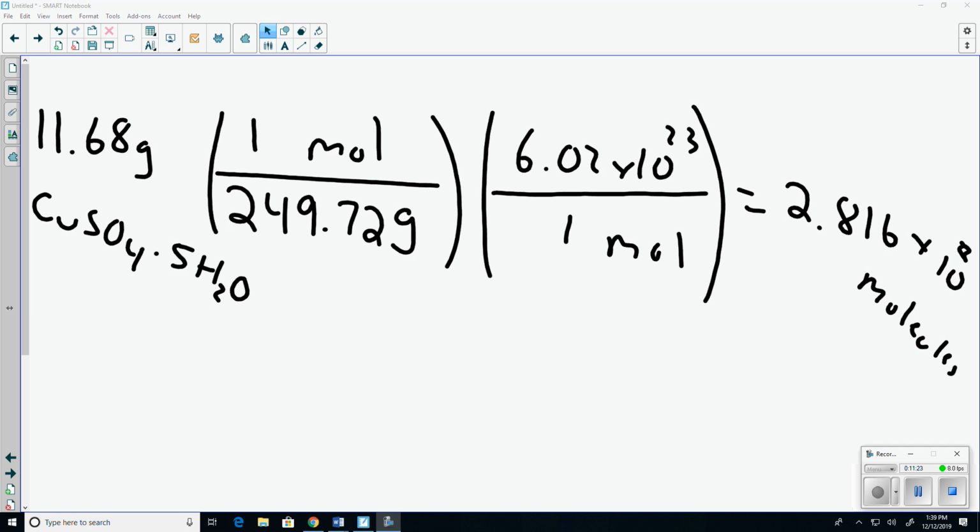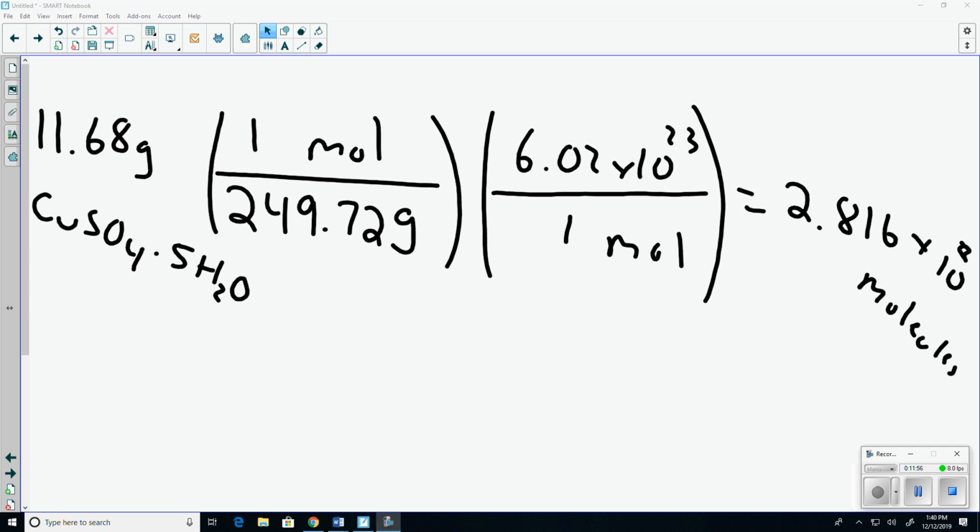So copper being 63.55, sulfur being 32.07, 4 oxygens is 64, 16 times 4. Add that up with the 5 waters, which each water is 18.02 times 5 would be 90.1. All that added together would get you 249.72. So again, I divide, I multiply, 2.816 times 10 to the 22nd molecules is what I would get for that problem.